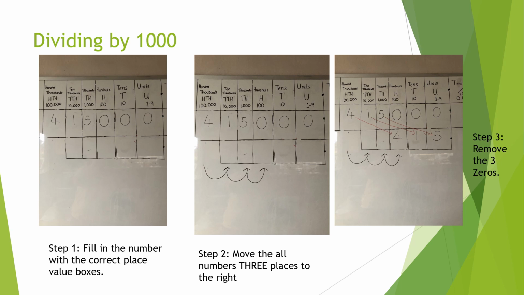So step 3 says remove those zeros. We're not really removing them, we're just hiding them because we don't need to write it out, because it would be awfully long if we wrote all the zeros, because they would go on for infinity. So we don't need them, we've just written what we need.